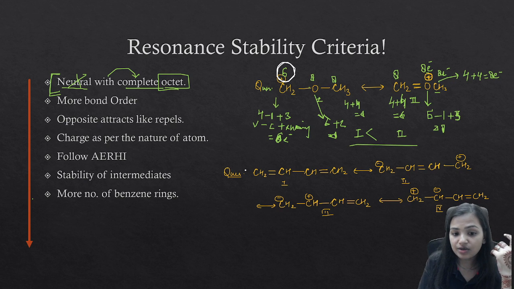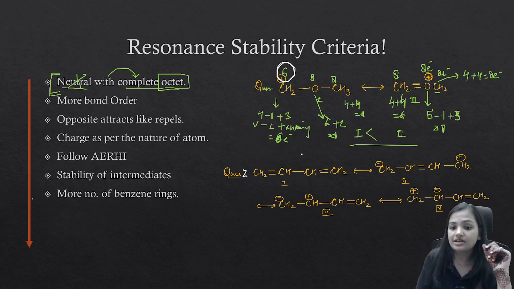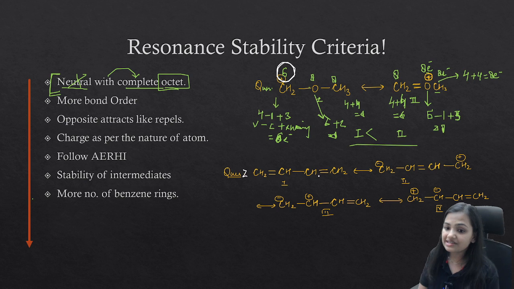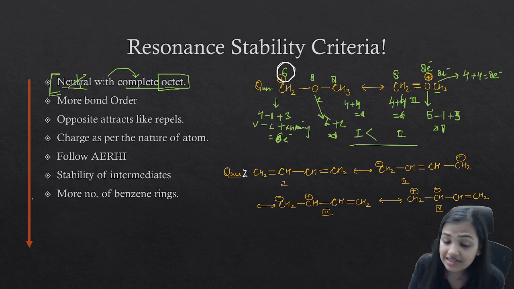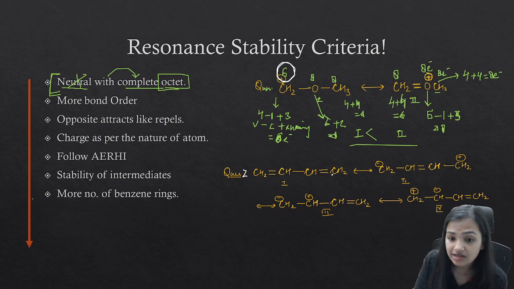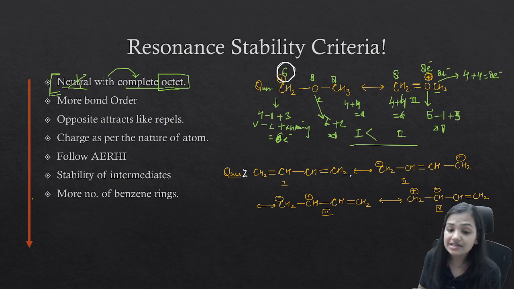Now, if you look at question number 2, you will observe that here we have 1, 2, 3 and 4 molecules. We need to find the neutral one with a complete octet. Guys, will you be able to find the neutral one with complete octet? Yes, as you can all see, structure number 1 is neutral. We can see that it's completely neutral. There is no positive or negative charge. This is what neutrality is.